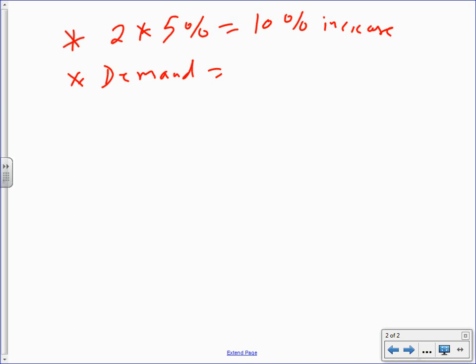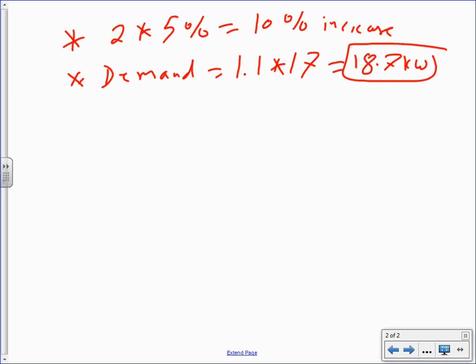My demand for this step would be 17 times, with one step here where you take the 2, multiply it by 5%, that will get you a 10% increase. Then the actual demand, you take 1.1 multiplied by 17. What would that get you? 18.7? Thank you. 18.7 kW. This is the demand for this range. This is the demand for these set of ranges.